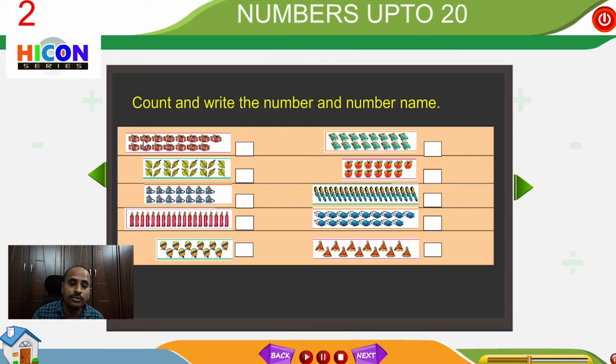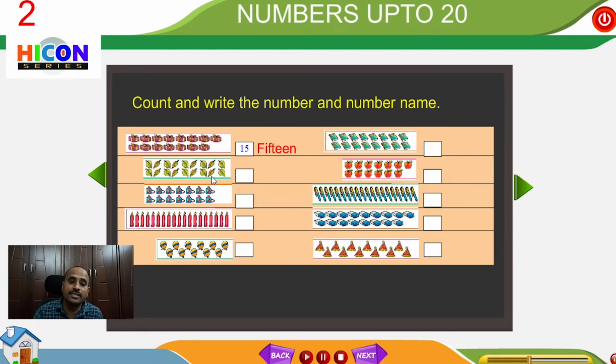1, 2, 3, 4, 5, 6, 7, 8, 9, 10, 11, 12, 13, 14, 15. So very good. How many gift boxes are there? A total of 15. So we have to write 15. The number 15 can be written like this. And the number name for 15 is FIFTEEN. So this is the number name for the number 15.